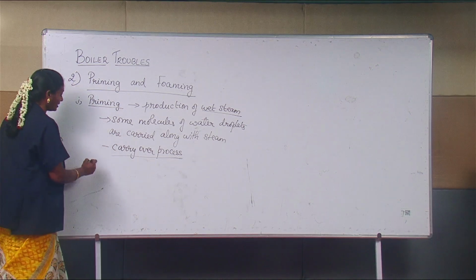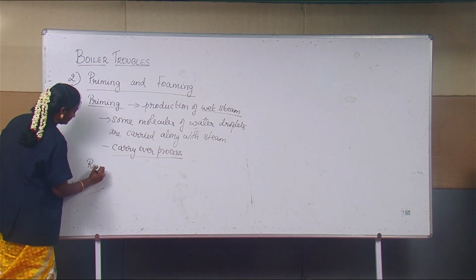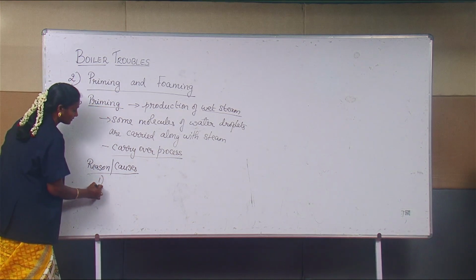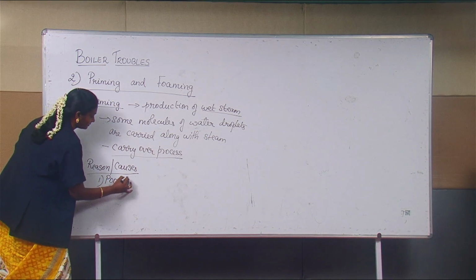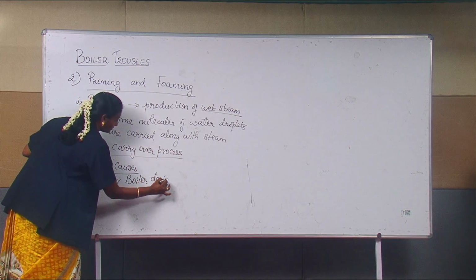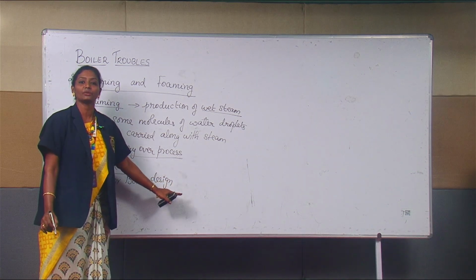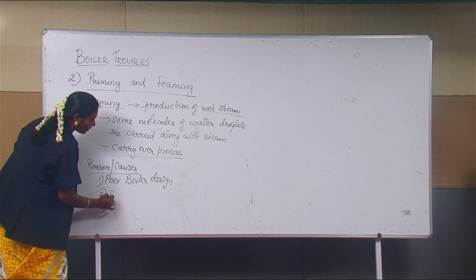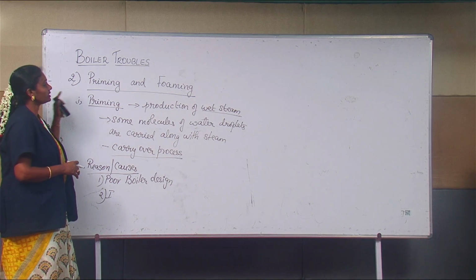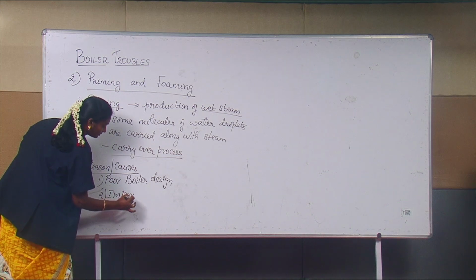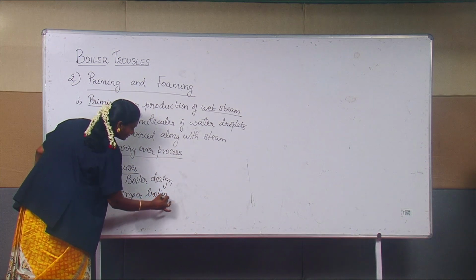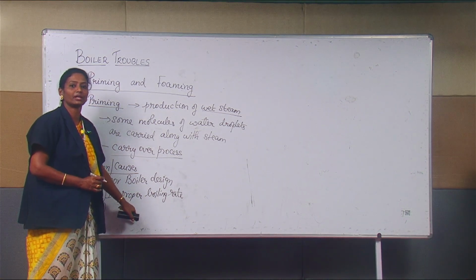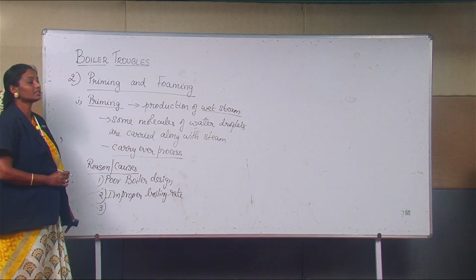Now, what is the reason for this priming? Some of the reasons are listed here as poor boiler design. If it is broad at the bottom and narrow at the top, then it may result in the production of wet steam. Number 2 is improper boiling rate. When we don't maintain the temperature or the time, it would result in this priming. Improper boiling rate. Number 3 is when there is a high velocity of steam production and the high water level. These are the reasons by which it would result in the wet steam.